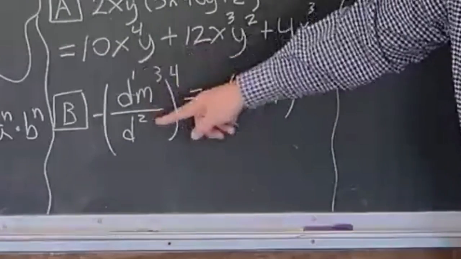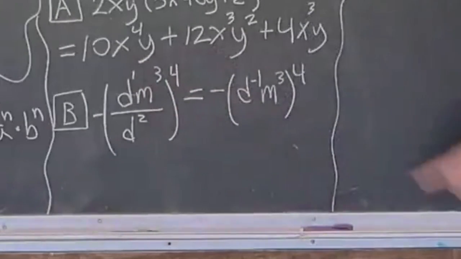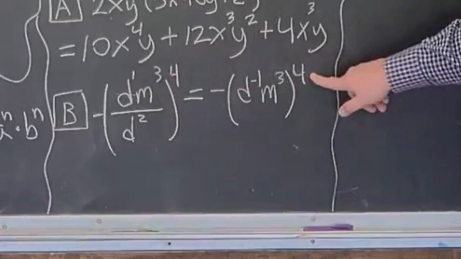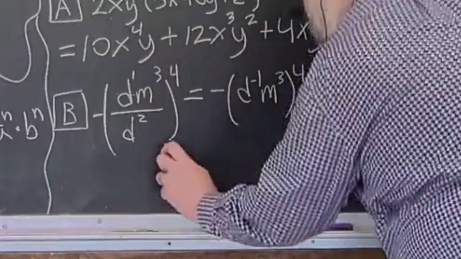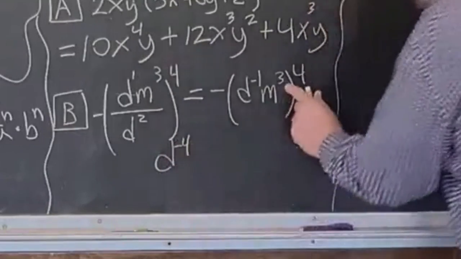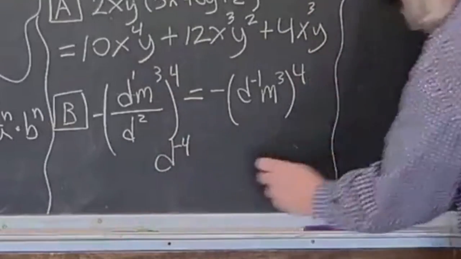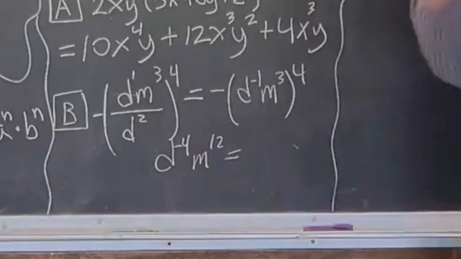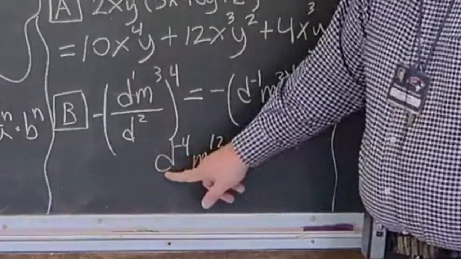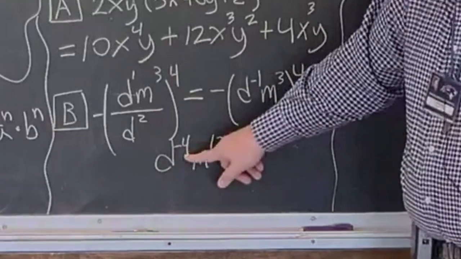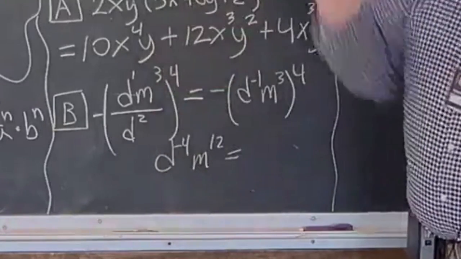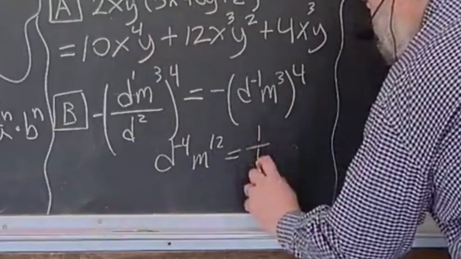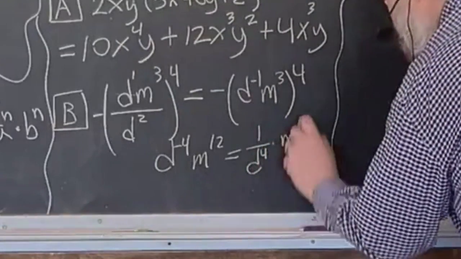So I subtracted the powers of d. Now I use my power to a power property. Negative 1 times 4 is negative 4. So this becomes d to the negative 4. 3 times 4 is the number 12. So this is m to the 12th power. Now I'm going to use my reciprocal property. This base of d is being raised to a negative power. So the reciprocal is 1 over d to the 4th power. So this becomes 1 over d to the 4th power times m to the 12th.